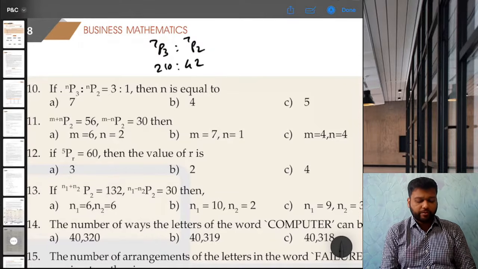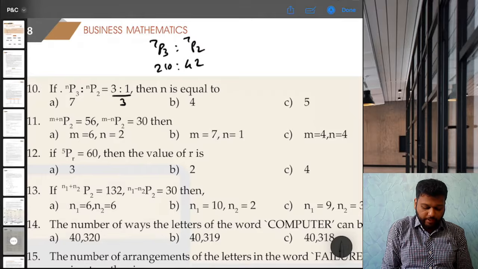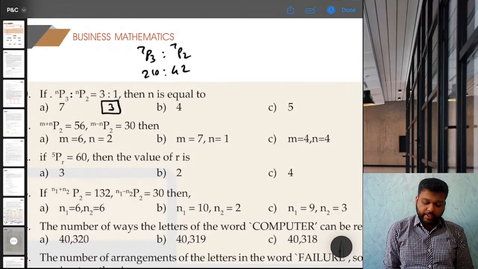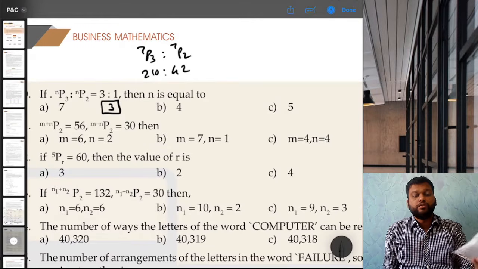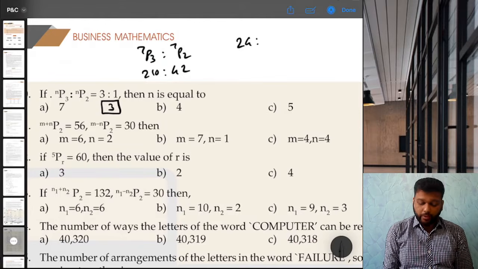210 by 42, if you just divide it on a calculator, 210 divided by 42, that is 5, not 3 is to 1, right? 3 is to 1 should be 3, so that is not correct. Let's take 4p3. 4p3 is 4 factorial divided by 1 factorial, that is 24. 4p2 is 4 into 3, 12, so 24 by 12 is 2, not 3, so again not correct.